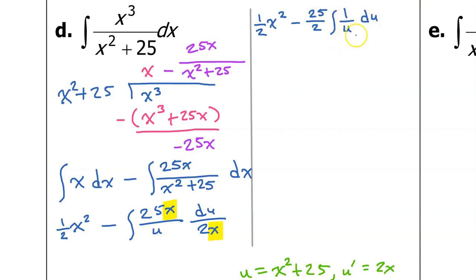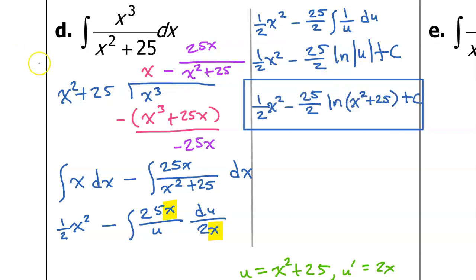But this will be a memorized rule. We know that the integral of 1 over u du is the natural log of the absolute value of u plus c. Bringing everything else down, we have this. Substituting the x squared plus 25 back in for u gives us the final answer.